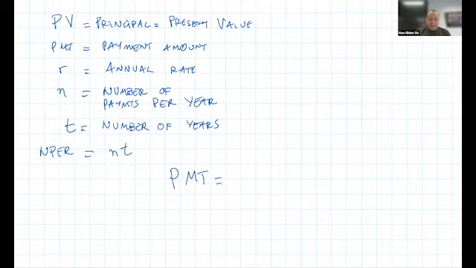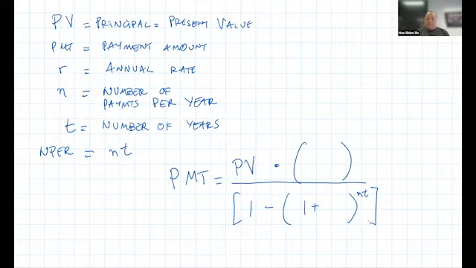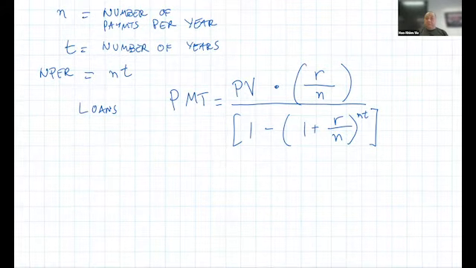Then we have this formula. The payment is equal to the present value times a big formula where this blank here is the interest rate per period. Well, the interest rate per year is r, and there are n periods per year, so it's r over n. Now, you can solve for present value out of this. So for example, if you know how much someone pays per month and you want to know how much the loan was, you can solve for PV out of this.